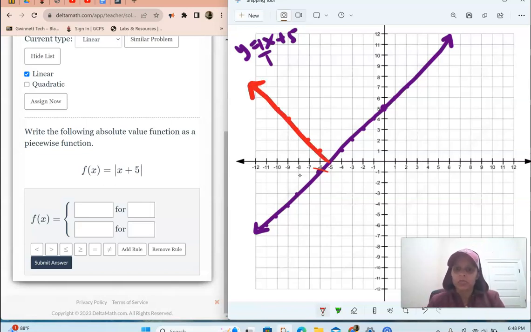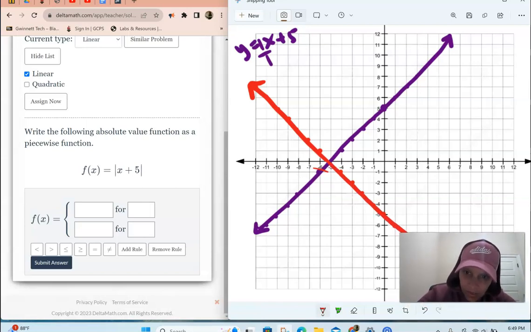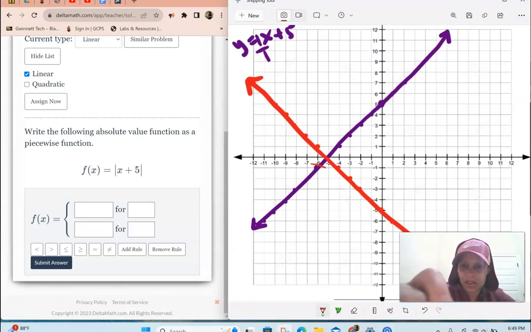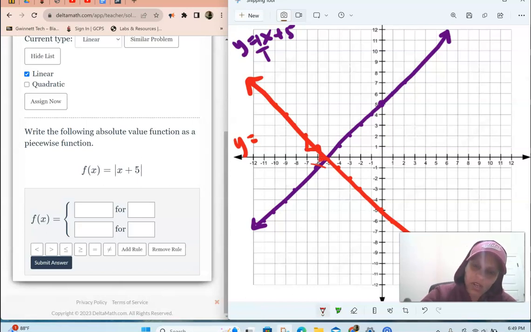Now, we know what we do with piecewise? We write both pieces, right? So we've got this line, which goes on like this. Okay, and we've got this line. So what is this line? This line in red is y equals, my slope is down 1, right 1, down 1, right 1, so that's going to be negative x, and it crosses at negative 5. And then this positive one, which is the line I graphed, is y equals positive x plus 5.